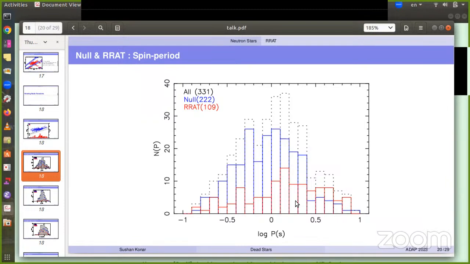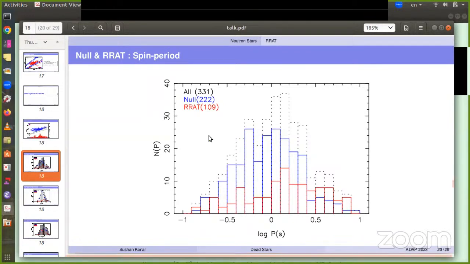So here is a histogram comparison of the spin periods of nulling pulsars and RRATs. The convention followed here is blue for null and red for RRAT, and this dotted black histogram is for everything together. Now, as you can see, for all the nulling pulsars that we know, we know the spin period and we know the magnetic field. So nulling pulsars are a lovely population, we know everything about them.